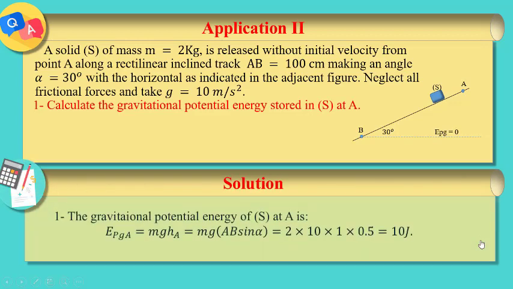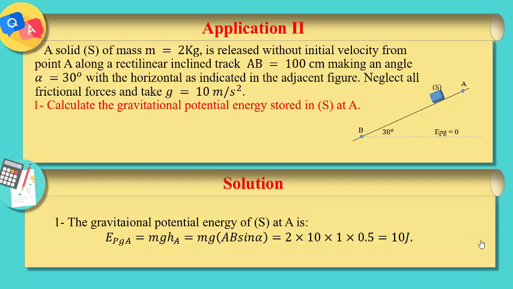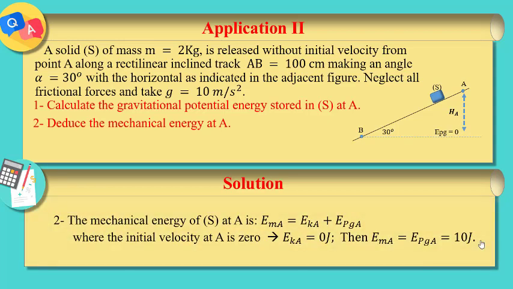The gravitational potential energy of the system at point A is given by m g h, where height h is opposite to the angle 30 degrees. So, since h is not given, we can write it as m g AB sine alpha. Replacing AB by its value and the angle alpha, the answer will be 10 joules. The second part: find the mechanical energy at A. They said that it started without initial velocity, so the kinetic energy initially is 0. And finally, the mechanical energy at point A is simply the gravitational potential energy only, which is 10 joules.